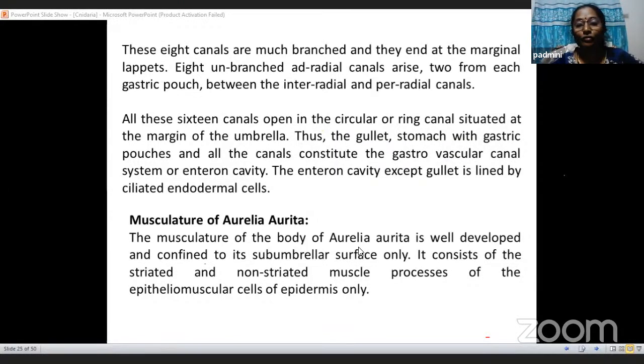Musculature of the body is well developed, confined to the subumbrellar surface only, not outside but only inside. Subumbrellar surface consists of striated and non-striated muscles. If you talk about the striations of the muscles, you have the proteins called myosin and actin, which give us those striation-like line structures over there. So they are made up of either striated or non-striated, that is, no striations in the muscles.